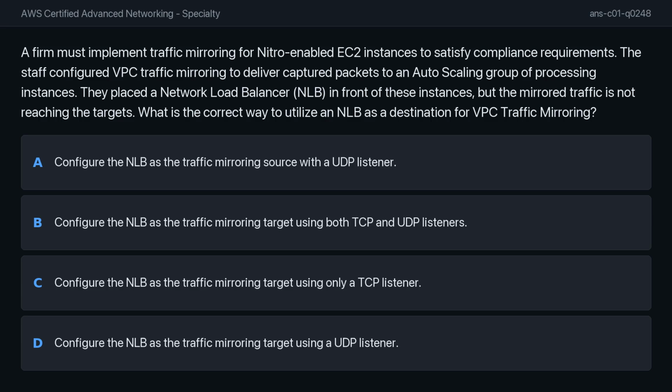A professional IT instructor explaining a certification exam question to students.